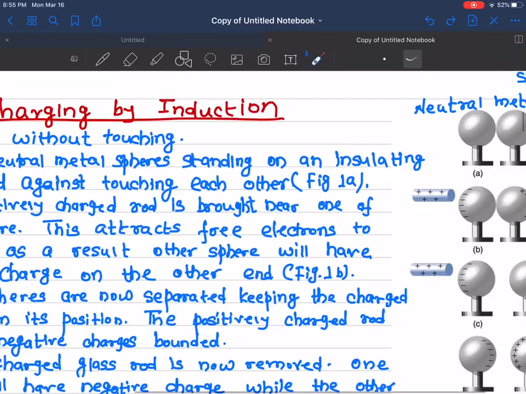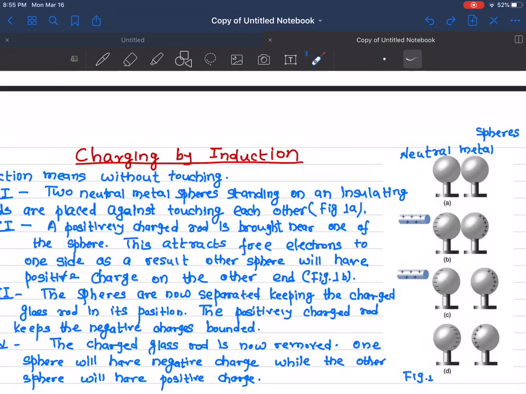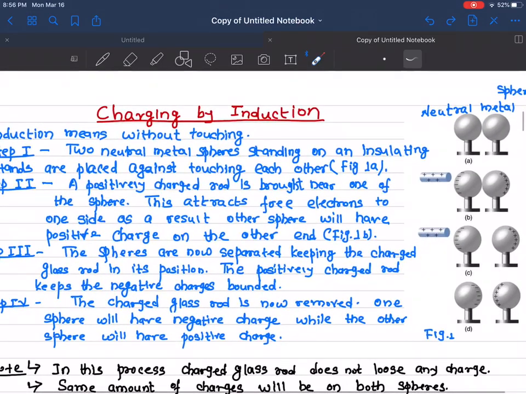So this process of charging is called charging by induction. And remember, when you do charging by induction, one sphere will have the negative charge, and the other sphere will have the positive charge. It will have exactly the same number of negative charges here and the same number of positive charges here. So the total number of charges on each sphere will be exactly equal. The only difference is one will have negative charge and the other will have positive charge.